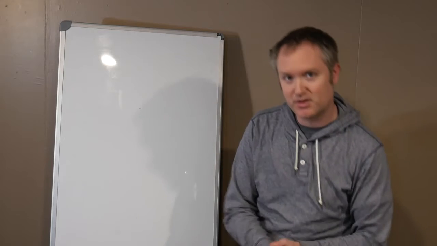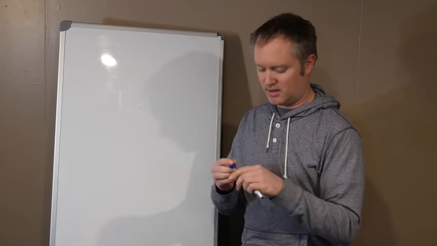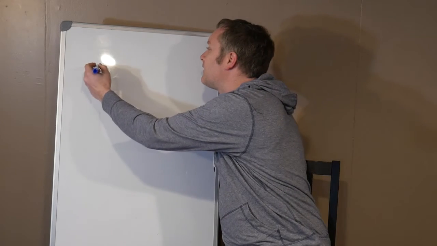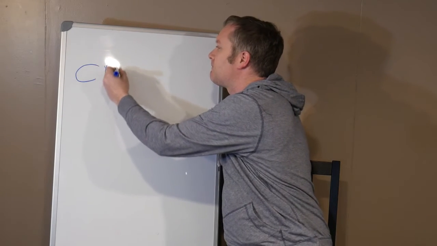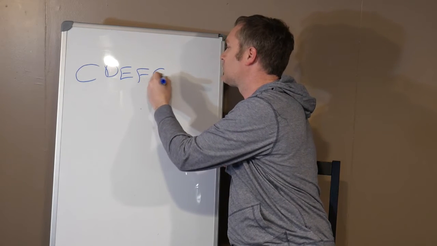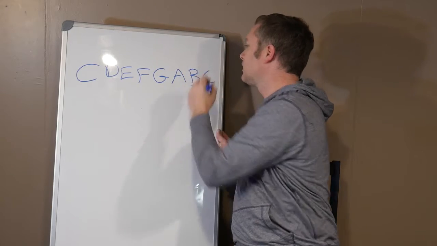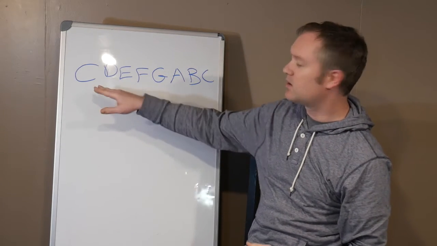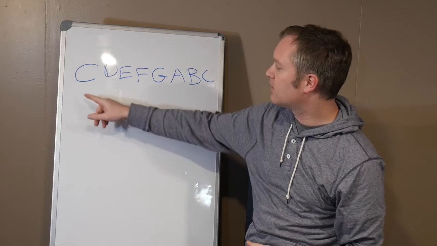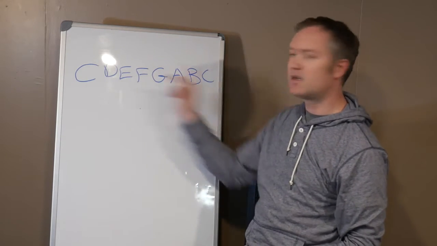So first things first, I'm just going to write the C major scale on this board. And as we know, C major has no sharps, no flats. So it's just all the letters in a row, right? Starting at C and ending at C.